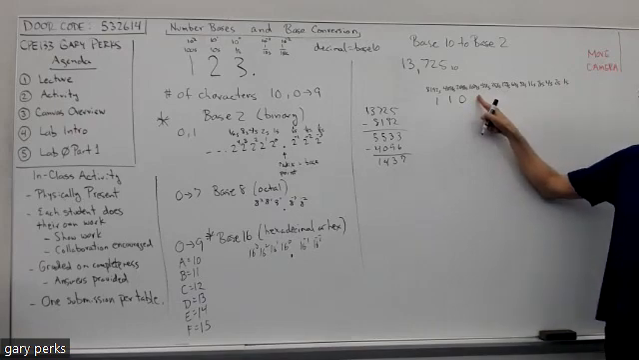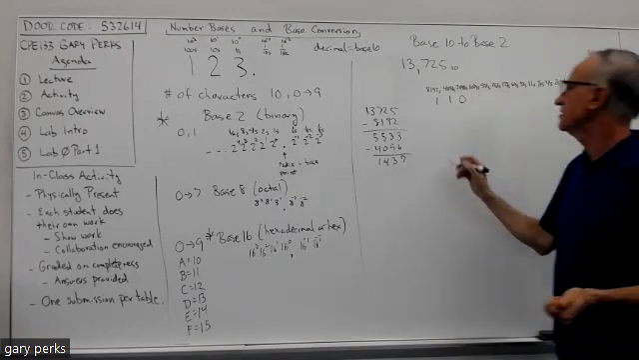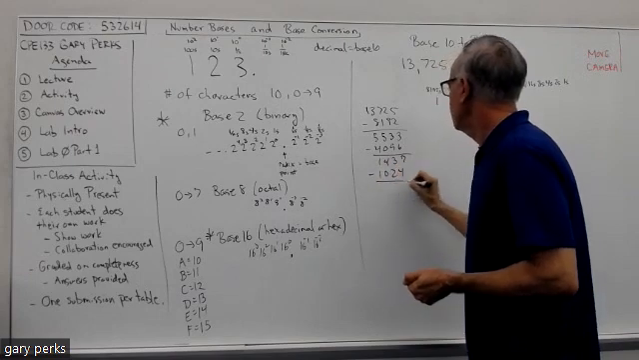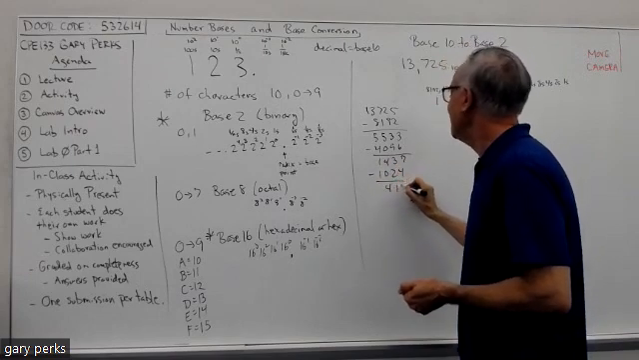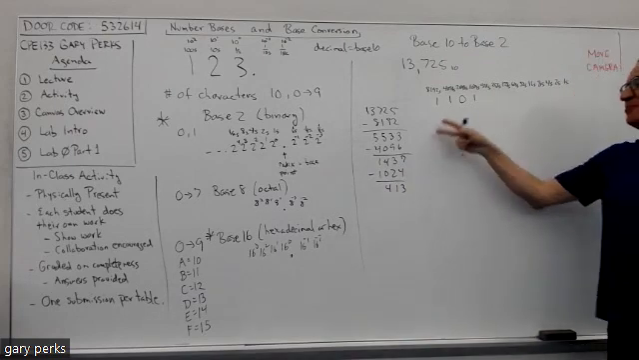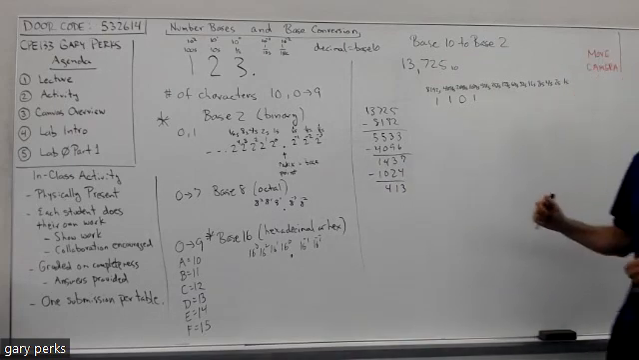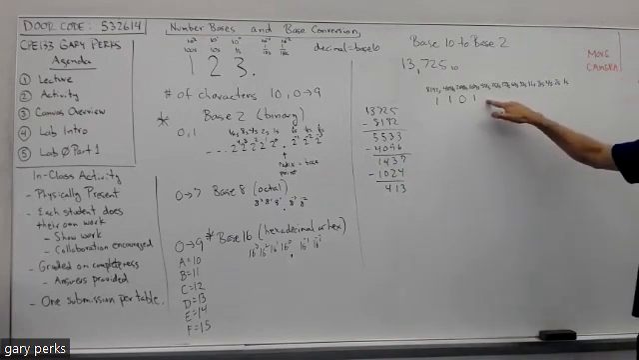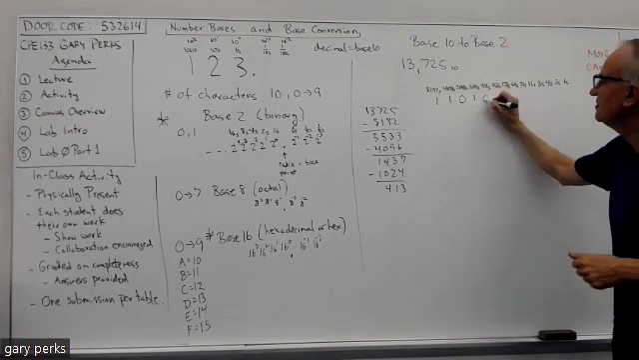Is there 1024 in 1437? Yes, sure is. That would be a 1. Minus 1024, that would be 413. Did I get that one right? Yep. All right, I'm 50% at this point, right? So we got 413. There's no 512 in 413, so that would be 0.